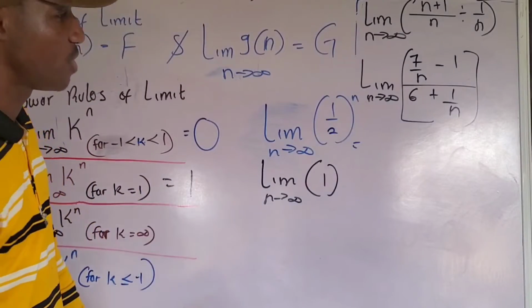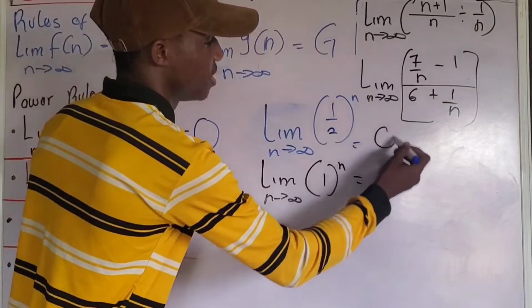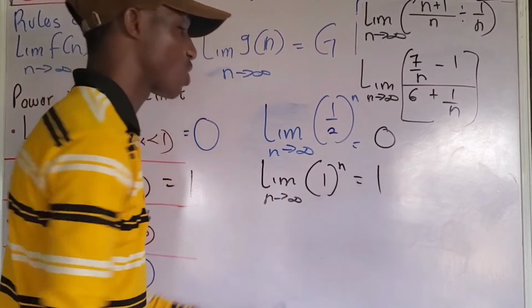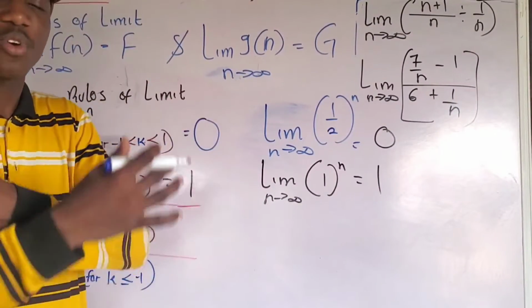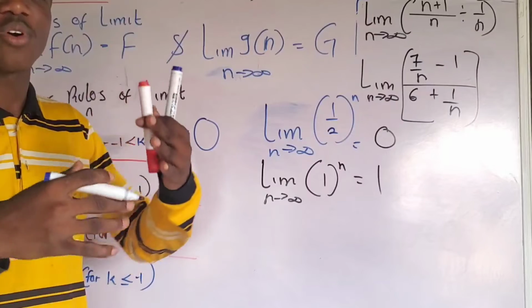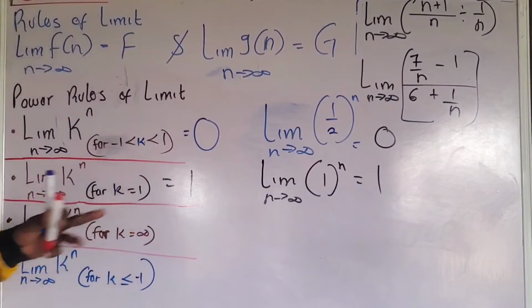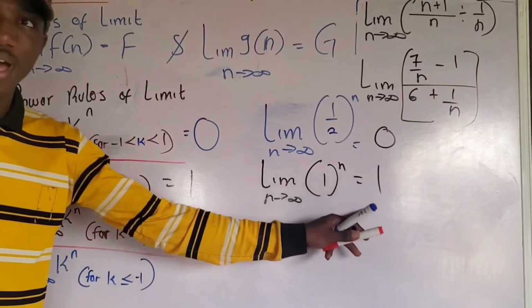If you have to evaluate the limit of a function that looks like this, your answer will be 1, because 1 to the power of 1 is 1, 1 to the power of 1 million is 1, and 1 to the power of 1 billion is 1. K is just a number. So where k equals 1, the limit of a function that looks like this will always give us 1.